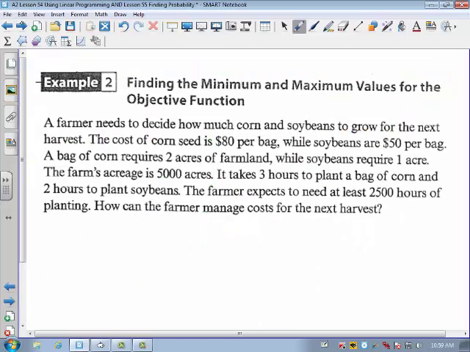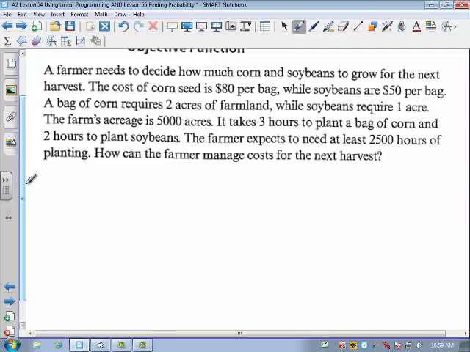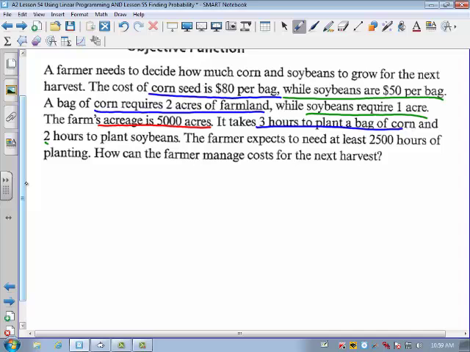Moving on. All right. It says a farmer needs to decide how much corn and soybeans to grow for the next harvest. The cost of corn seed is $80 per bag, while soybeans are $50 per bag. A bag of corn requires 2 acres of farmland, while soybeans require 1 acre. The farmer's acreage is 500 acres, and I also know that it takes 3 hours to plant a bag of corn, 2 hours to plant soybeans, and the farmer expects to need at least 2,500 hours of planting. How can the farmer manage costs for the next harvest?